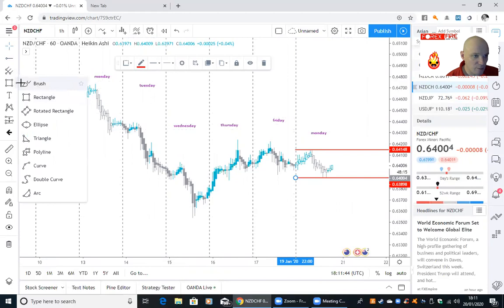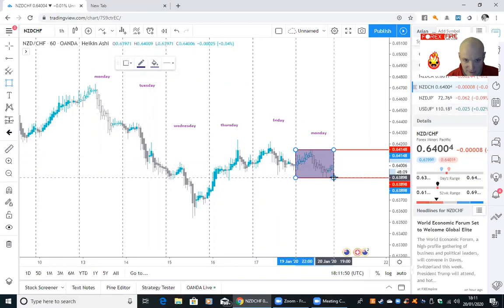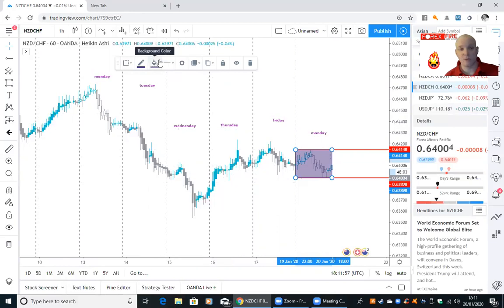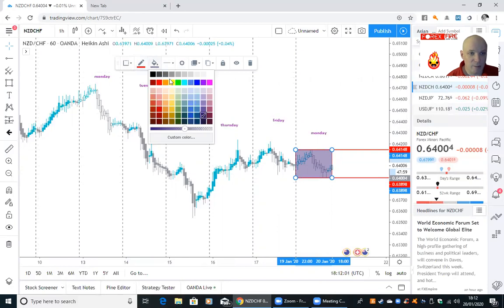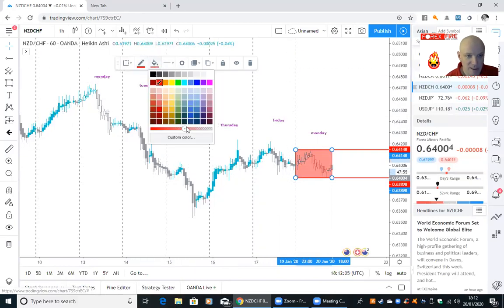From there, you want to scroll down. This is normally a brush. Change it to rectangle. Select the area of the white candles, because this is the zone of Monday, because prices will always move in zones. Select the color as red and the paint can as red. And if you want to change the opacity, you can do this by highlighting it, making it a little bit see-through. I like to have it see-through.